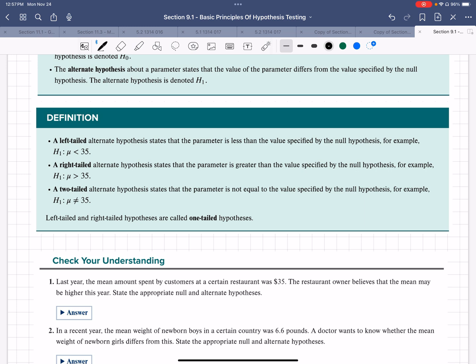So the two-tailed alternate hypothesis states that the parameter is not equal to the value specified by the null hypothesis. It doesn't say that it's greater than. It doesn't say it's less than. It just says that it does not equal it, okay?